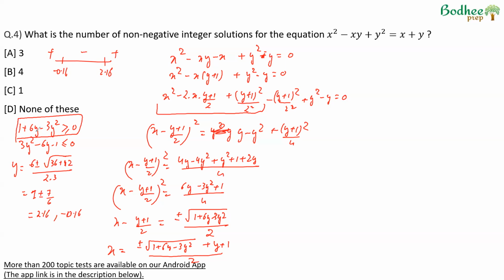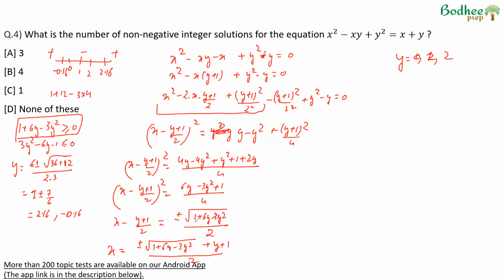If y is 1, 1 plus 6 minus 3 is positive, so 1 is a possible value. If y is 2, 1 plus 12 minus 3 into 4, 12, this is also positive, so 2 is a possible value. If we put 3, 1 plus 18, 19, and here we'll have 27, negative. The only possible positive integer values that y can take are 1 and 2. If we put the value of 1 and 2 here, non-negative integer, 0 can also be used. 0 will also be a valid solution because we're looking at non-negative. So y can be 0, 1 or 2.